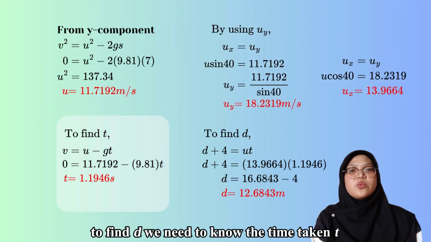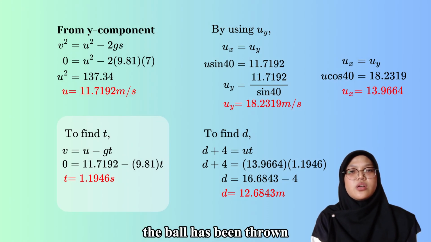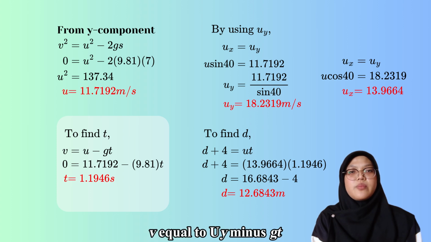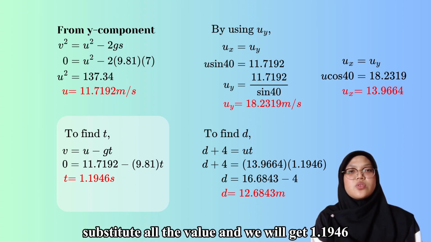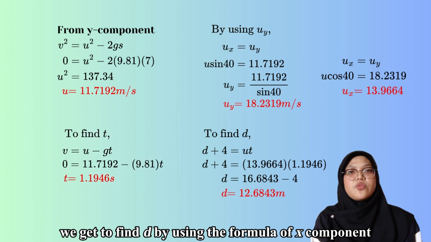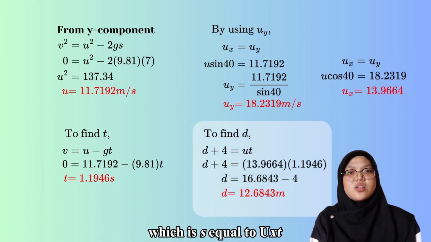To find d, we need to know the time taken, t, the ball has been thrown. By using the formula for the y component, v equal to uy minus gt, substitute all the values and we will get 1.1946 seconds.